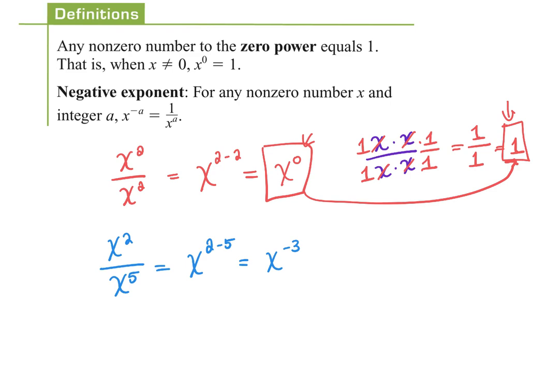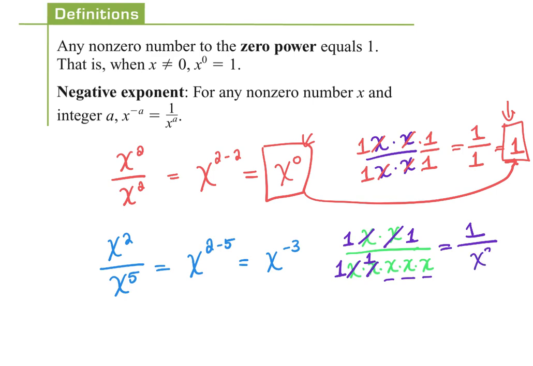Why? Well, let's expand. On the top, I had x times x. And on the bottom, I have x times x times x times x times x, right? I'm going to use my cancellation method. If I cancel this x to this x, I have a 1 and a 1. If I cancel this x to this x, I have a 1 and a 1. On top, I have 1 times 1, which is 1. On bottom, I have 1 times 1 times x times x times x. How many x's do I have on bottom? 3.